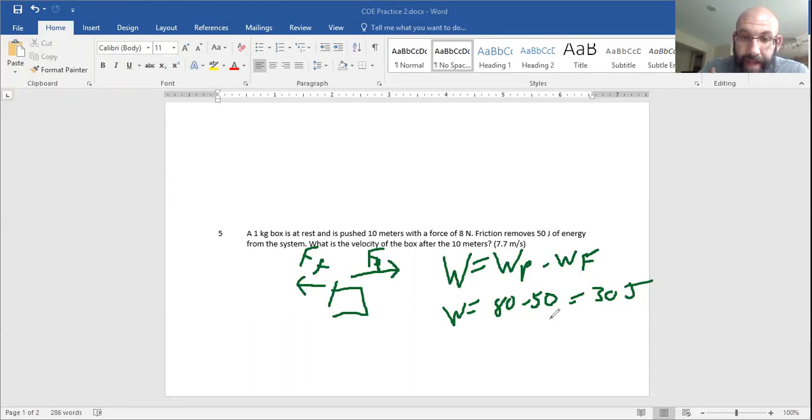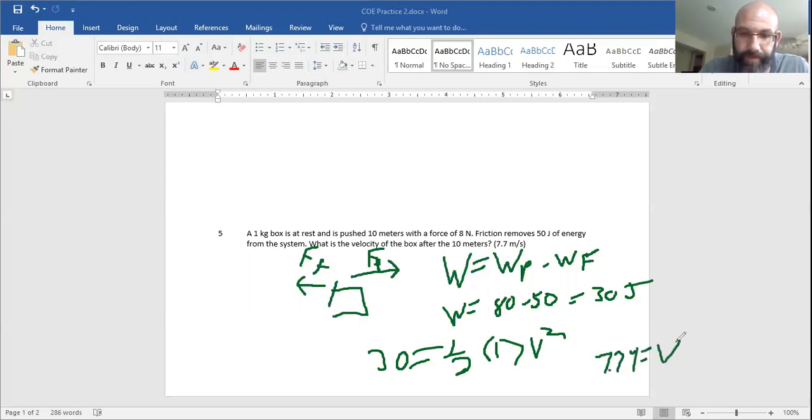Okay. Now we can use the equation work equals 1/2 mv squared, basically. So work equals half of 1 v squared. So we know half of 1 is half. And then we run that out to the other side by division. So that gets us 60. And we take the square root of 60 and we get 7.74 equals v. All right. So those are the 5 problems.